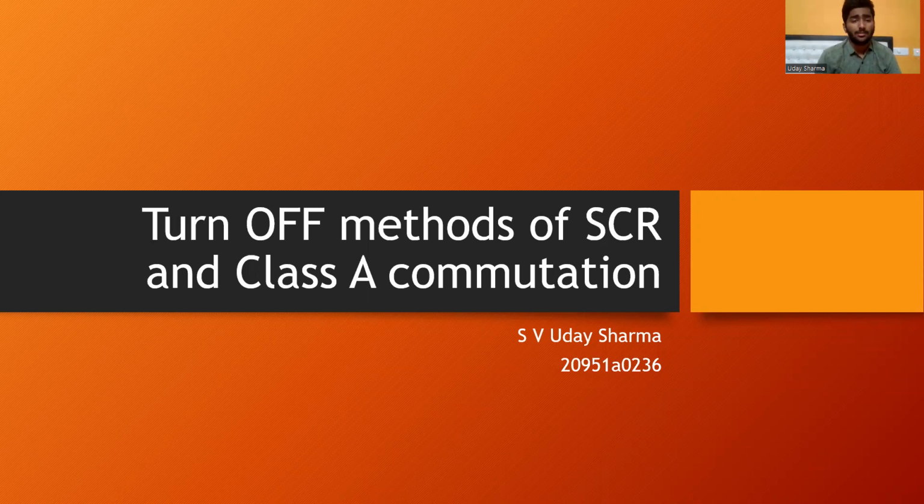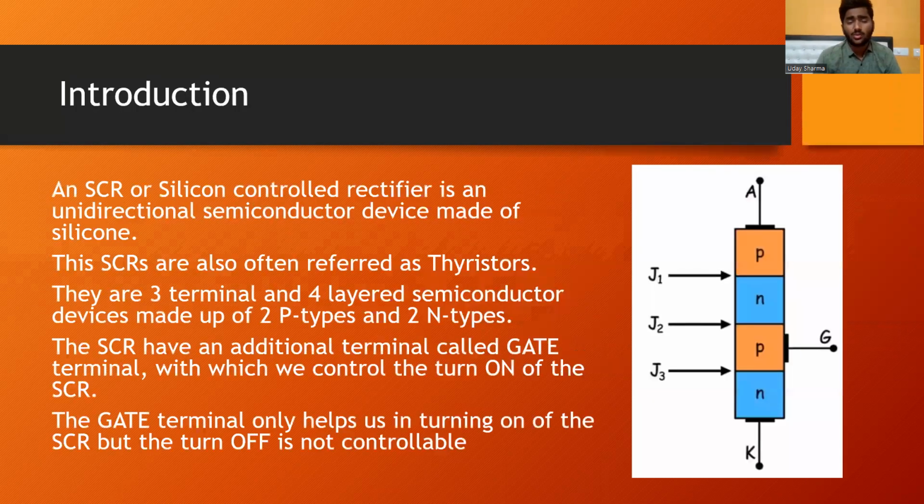Today, I am going to discuss the topic turn-off methods of SCR and class A commutation. Let us discuss what an SCR is. An SCR is a silicon-controlled rectifier. It is often referred to as a unidirectional semiconductor made of silicon. It acts like a switch for turning the circuit on and off in electronics and electrical mediums.